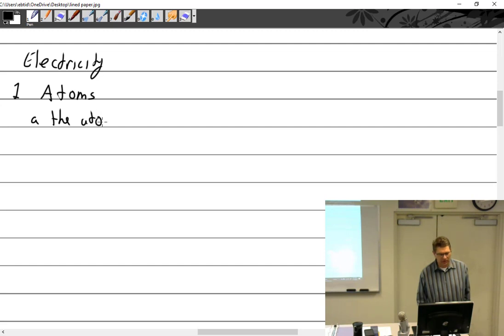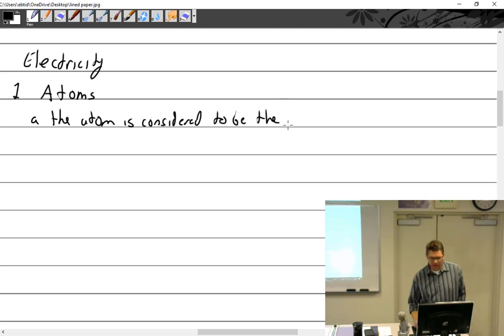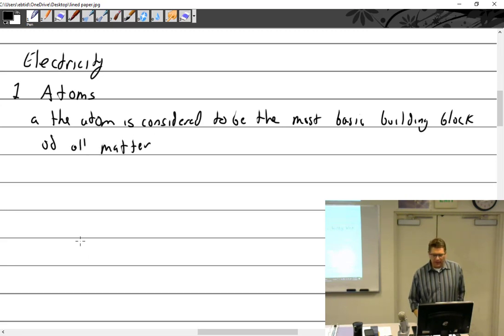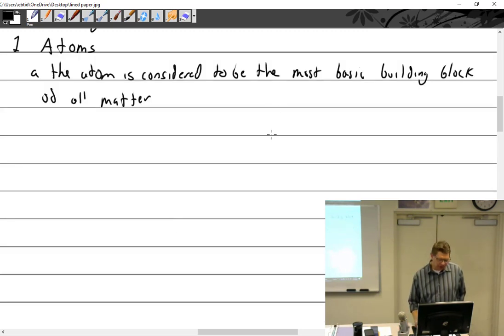The atom is considered to be the most basic building block of all matter. It is composed of several things. So we want to draw a little atom. Let me think, I want to get my colors going right here.